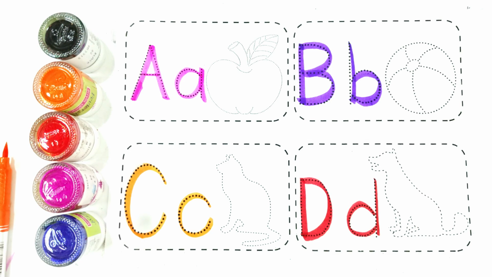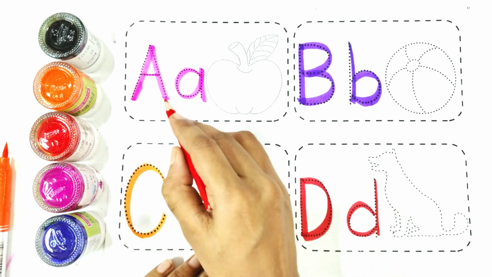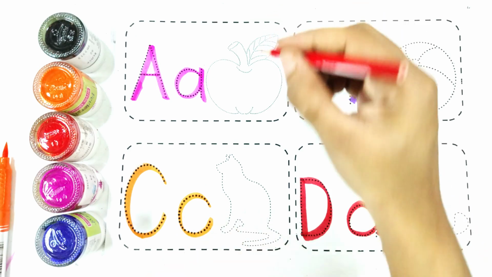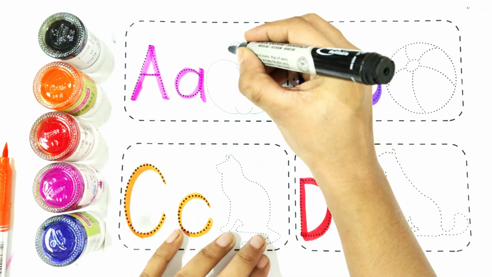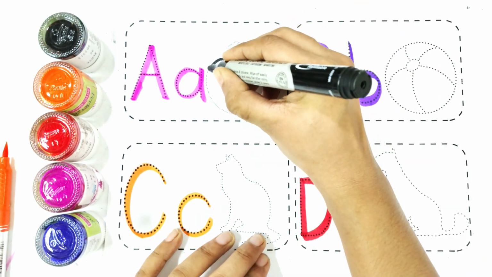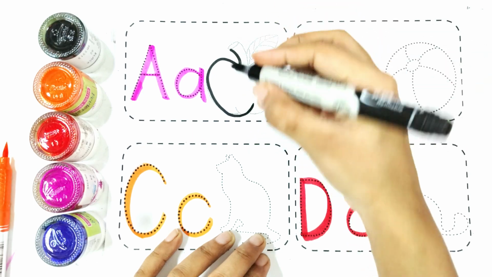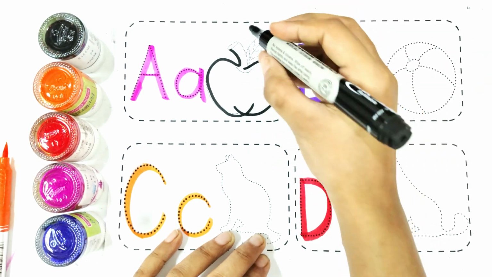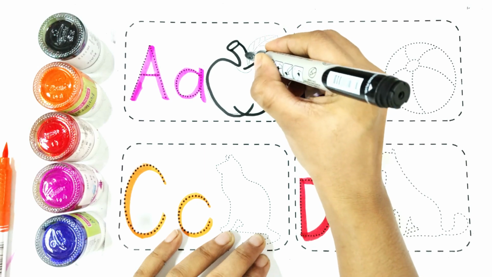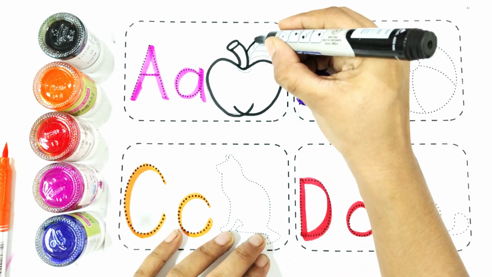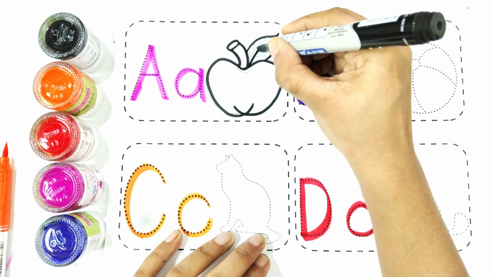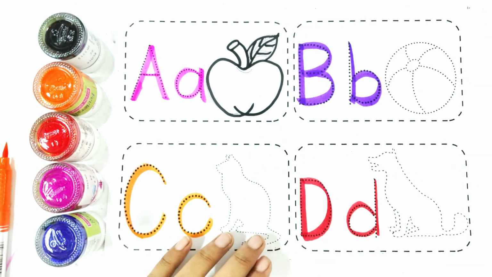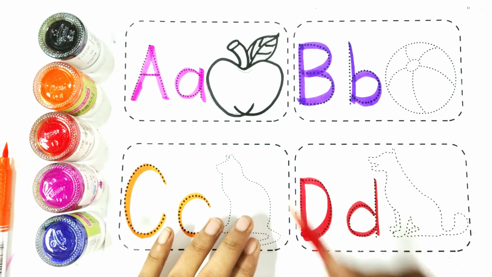Say with me, A. A is for apple. Draw with me an apple. Again, say with me, A is for apple.